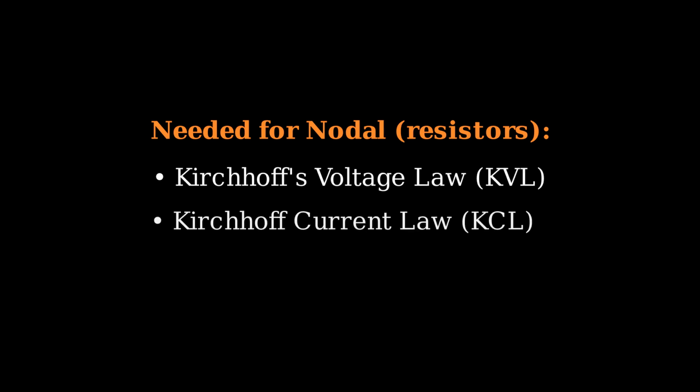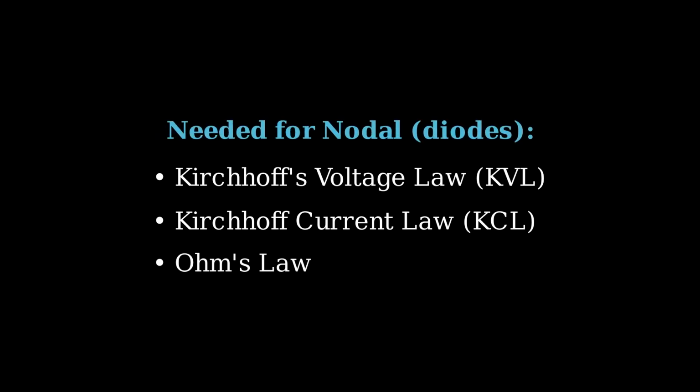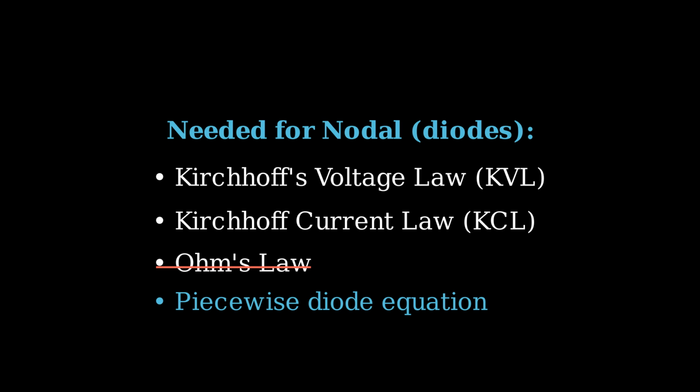How are we going to analyze circuits with diodes? Let's recall what laws formed the basis for nodal analysis. Nodal analysis with resistive elements requires Kirchhoff's voltage law, Kirchhoff's current law, and Ohm's law. But Ohm's law only relates voltage and current for a resistor. When we consider diodes, we have to replace Ohm's law with the piecewise function that relates voltage and current for a diode. In the next videos, we will explore how to analyze circuits with diodes given this more complicated volt-amp relationship. So stay tuned and good luck.